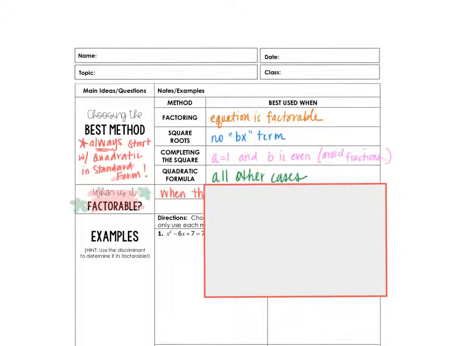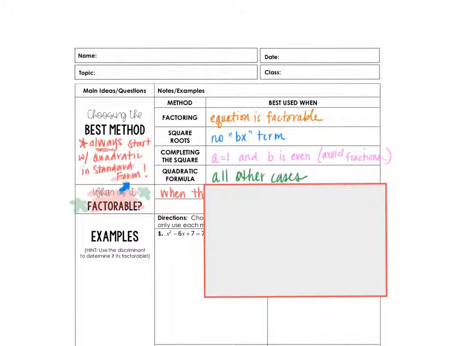Now these are not hard and fast rules, with the exception of these 2. Obviously, if it can't factor, you can't use factoring. And if there is a bx term, you can't use square roots. You can always complete the square and use the quadratic formula, but they may not always be the best option given the amount of time you have.